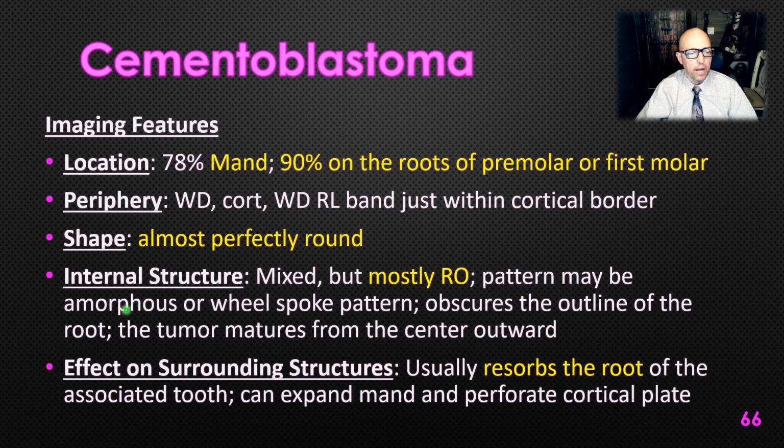Sometimes it will have an amorphous pattern. It can look a lot like cemento-osseous dysplasia, like we talked about, with that granular internal appearance. Or it is known to have a spoke wheel pattern, where it looks like radiating, striating lines from the center. That's a common appearance of cementoblastoma. Effect on other structures, remember, this is always something you include in your description. A lot of times this will resorb the root of the tooth that it's associated with. So that's an indicator of possible cementoblastoma.